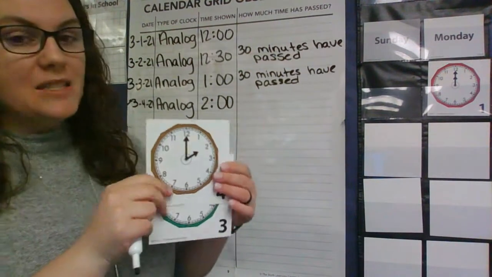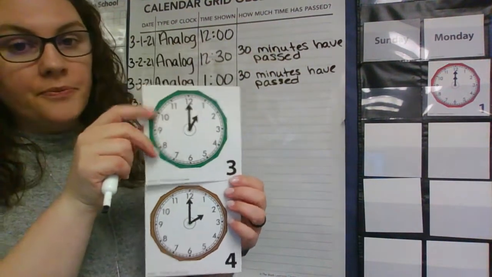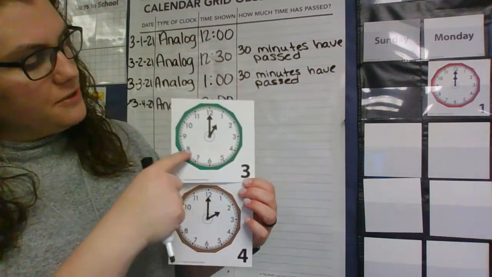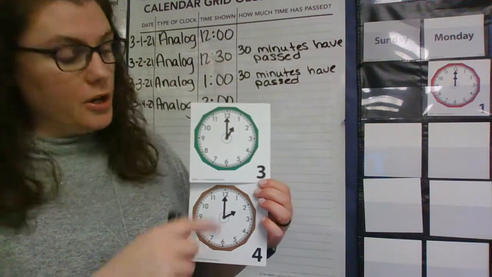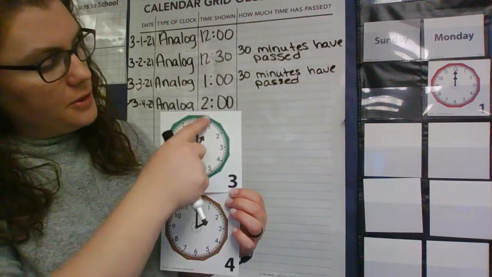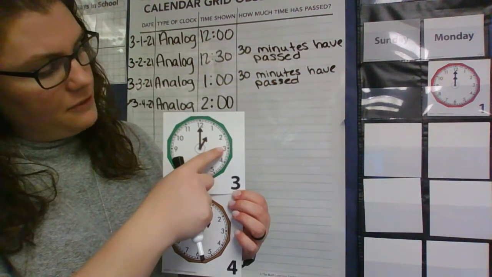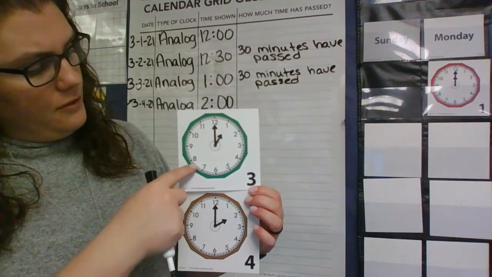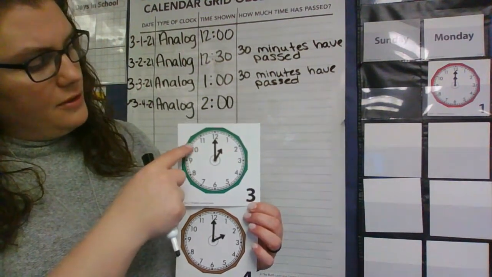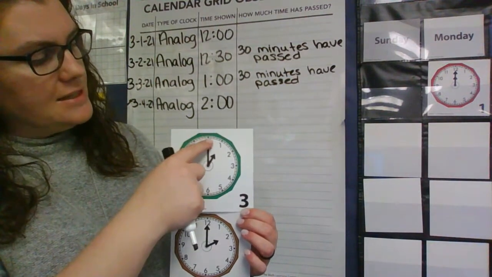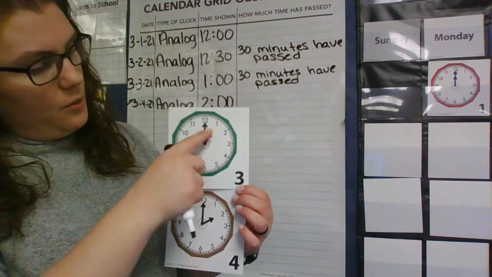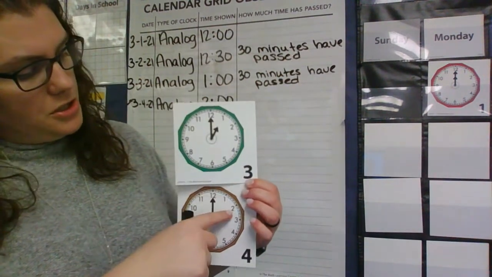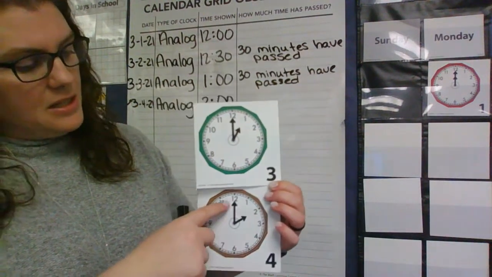How many minutes have passed by between 1 o'clock and 2 o'clock? Well, what we need to do is count how many groups of 5 are all the way around a clock. Are you ready? Starting at 12, we're going to go 5, 10, 15, 20, 25, 30, 35, 40, 45, 50, 55, 60. So the minute hand went all the way around the clock one time to go from 1 o'clock to 2 o'clock. And there are 60 minutes in 1 hour.